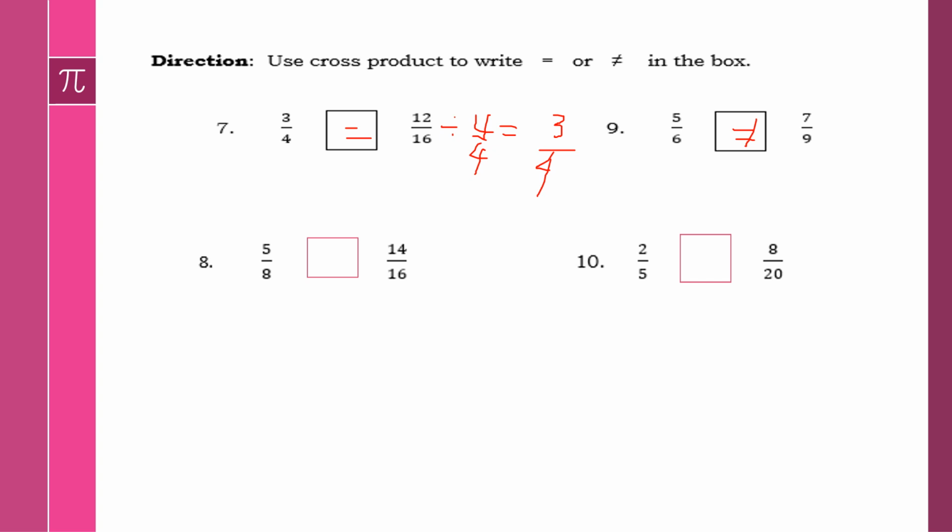So the same, the GCF here is 2. Okay? 14 divided by 2 is 7. 16 divided by 2 is 8. 5/8 and 7/8 are not equal. Okay? Then we have the GCF of 8 and 20, which is 4. Okay? So 8 divided by 4 is 2. 20 divided by 4 is 5. So therefore, this one is equal. Okay? Next.